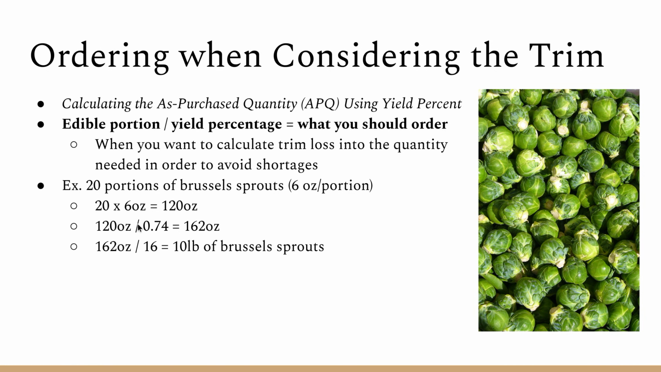However, Brussels sprouts have a 74% yield rate. So when I buy a pound of Brussels sprouts, I need to accommodate for that 74% yield rate. So plugging in our information that we have, our edible portion, I need 120 ounces because 20 portions times 6 ounces is 120. Our yield percentage is 74%, and that brings me to 162 ounces. And just to see what that looks like in pounds, because that's typically how we would be ordering Brussels sprouts, I take 162 divided by 16, and that gets us 10 pounds of Brussels. So now I know that when I order 10 pounds of Brussels sprouts, I'm going to definitely get 20 portions of 6 ounces out of that.